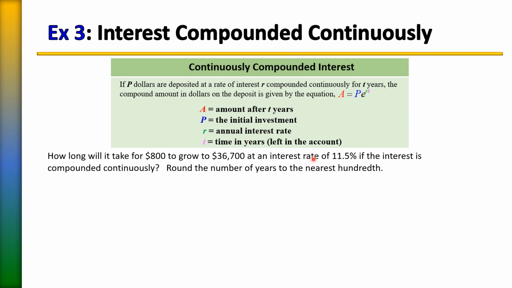Our rate is 11.5%. To turn that into a decimal, we're going to move over 2 places and it becomes 0.115. So in the formula there, you will replace R with 0.115.